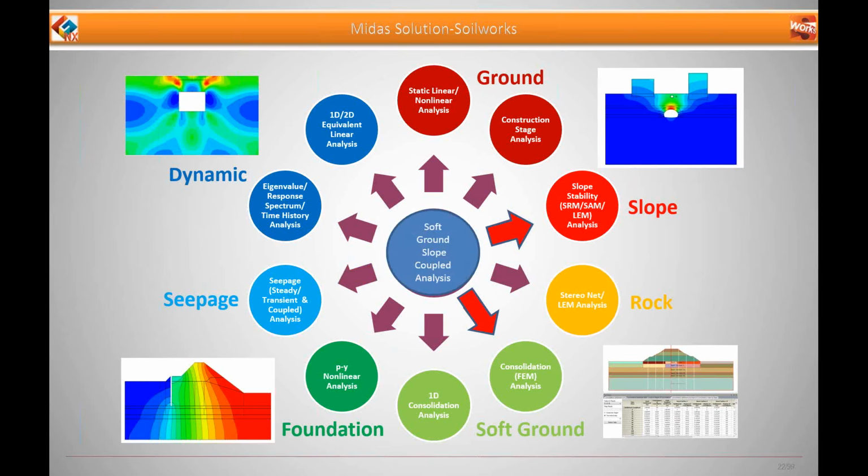Similarly, we have the soft ground slope coupled analysis, for which you need the slope and the soft ground modules. Basically, you know that with consolidation there is a settlement in the soil, especially in clay soil. So how the factor of safety changes with the settlement, or how it affects the slope stability of the embankment, can be studied. For this you need the two modules, the slope and the soft ground.